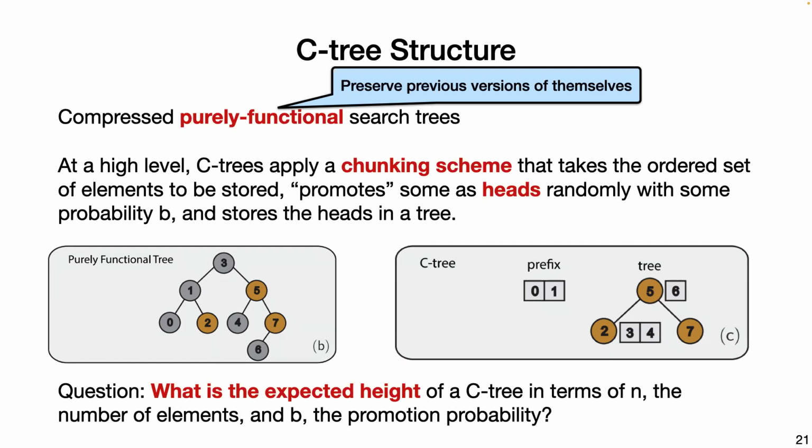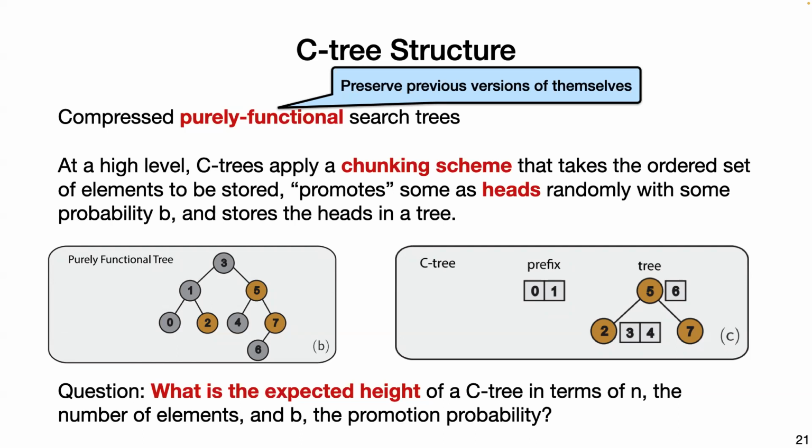So every time you update it, you preserve a previous version by doing path copying. It's not necessary in the data structure. This is orthogonal to the data structure. A tree can be in place or functional, but they happen to do it in a functional way here.